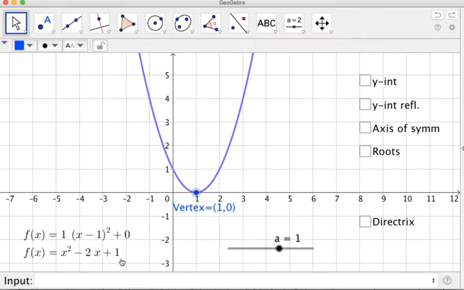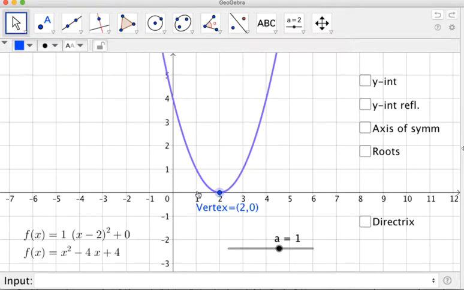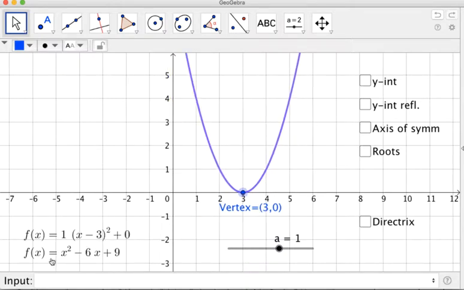And in our standard form, we have x squared minus 2x plus 1, because that's what we get when we expand this x minus 1 squared. Notice, by the way, that this is also a perfect square trinomial. Okay, when we drag it over another unit to the right, we now have x minus 2 squared, and again, still plus 0. And we have now x squared minus 4x plus 4. Again, a perfect square trinomial. Another perfect square trinomial at x squared minus 6x plus 9.